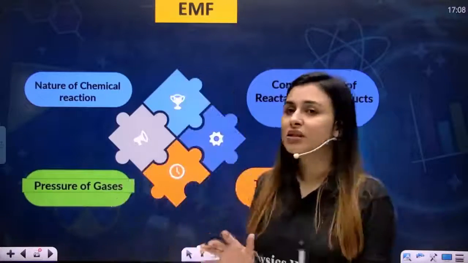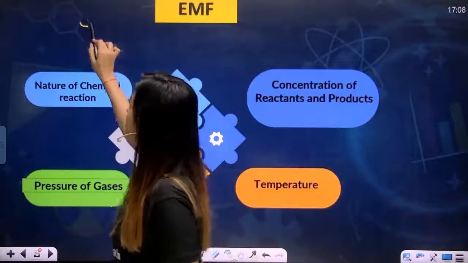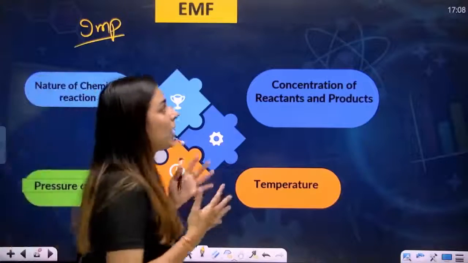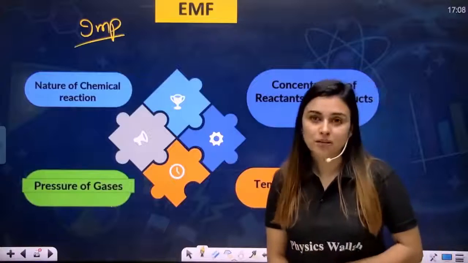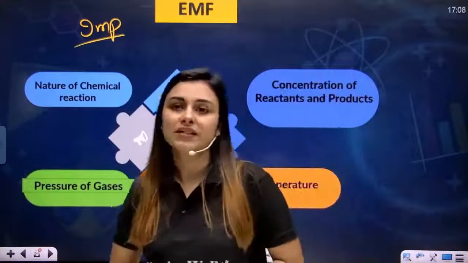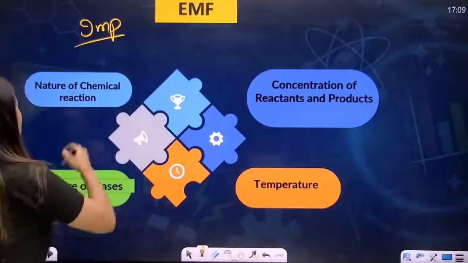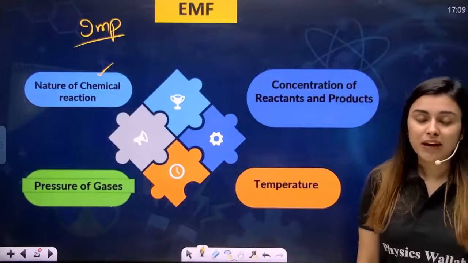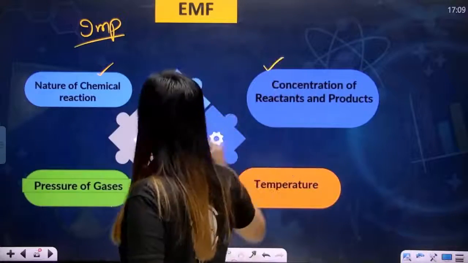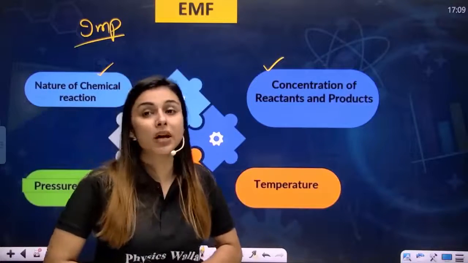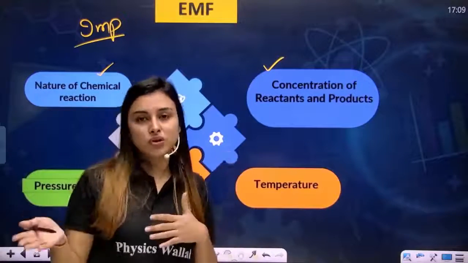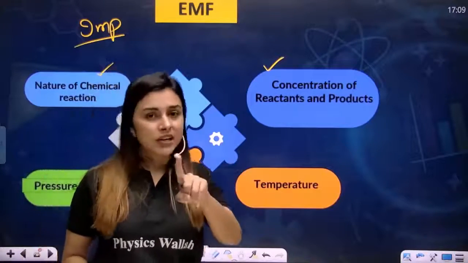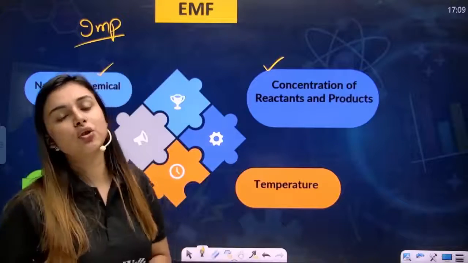Now the first question that arises, and it is a very important question because it is generally asked in your competitive exams: what are the factors on which the EMF of a cell depends? The EMF of the cell depends on the nature of the chemical reaction. Every reaction has its individual EMF value, right? Similarly, it also depends on the concentration of the reactants and products. In a particular reaction, if you have different concentrations of reactants and products, your EMF value will change.